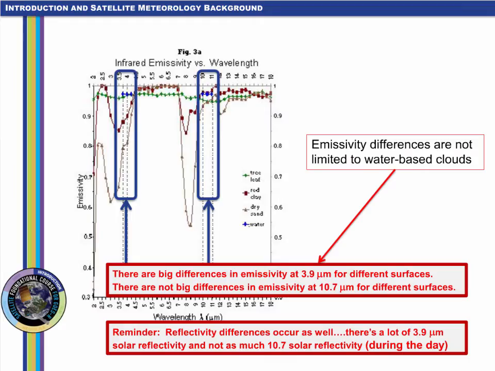It's not only clouds that can affect the 3.9 micron brightness temperatures. They are derived from emitted radiation and can show significant variability due to differences in surface emissivity. This graph shows emissivity over water, where it's pretty close to 1, dry sand, red clay, and tree leaf. Dry sand and red clay have emissivities much less than 1.